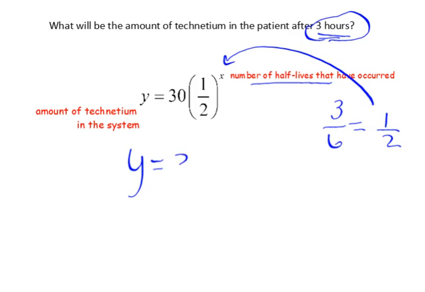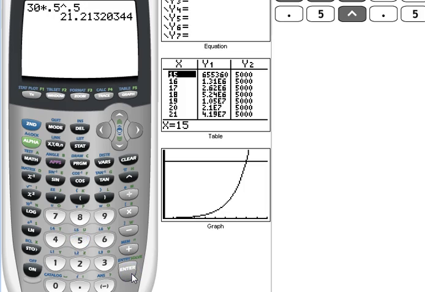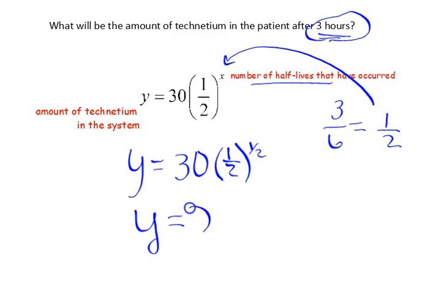That sounds funny to say. So we're going to write our equation, y equals 30 times 1/2 to the 1/2, since half of a half-life has occurred. In order to find y, we're going to need to use our calculator. So grab your calculator, and on your calculator we're going to calculate 30 times 1/2, I'm just going to use 0.5, to the 1/2 power, to the 0.5. And we get 21.21. We're going to round that to the tenths place, so about 21.2, and our units was milligrams, so 21.2 milligrams of technetium are still in the body after 3 hours.